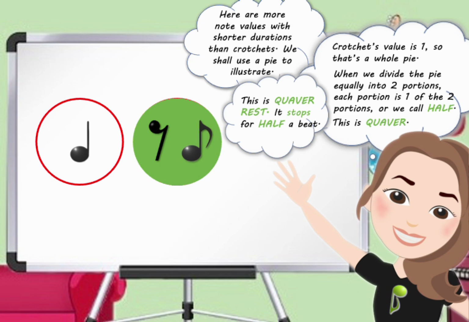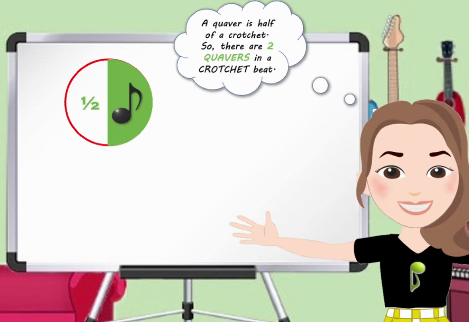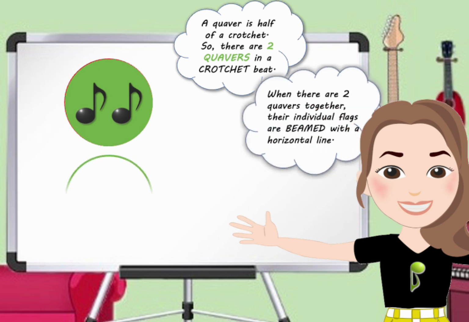It stops for half a beat. A quaver is half of a crotchet. So, there are 2 quavers in a crotchet beat. When there are 2 quavers together, their individual flags are beamed with a horizontal line.